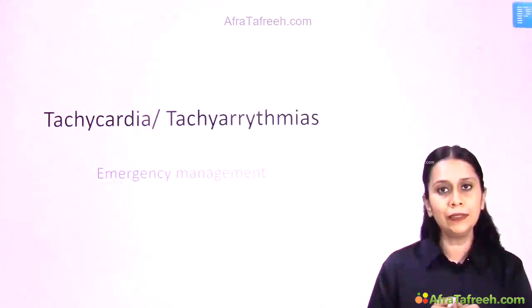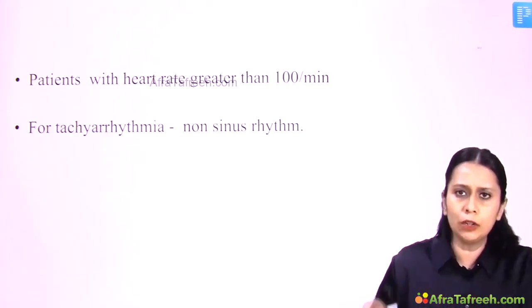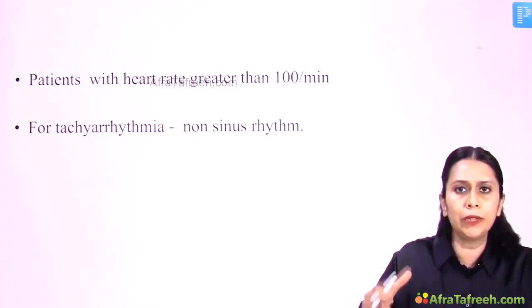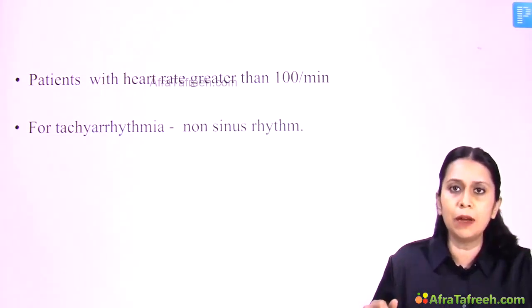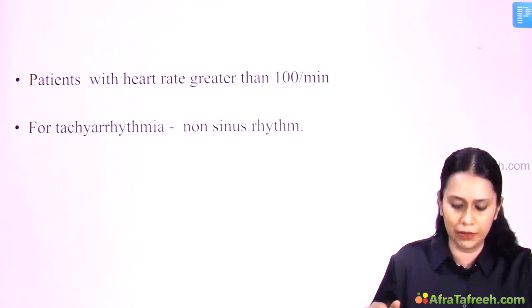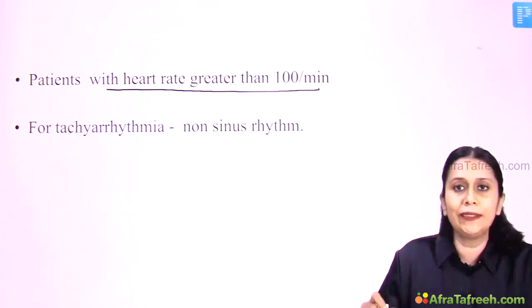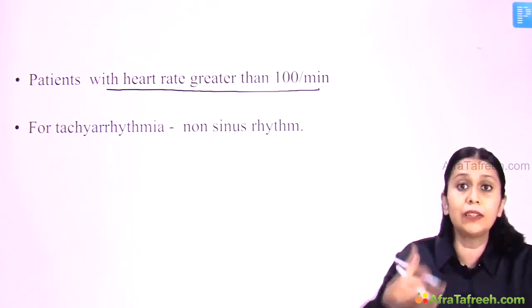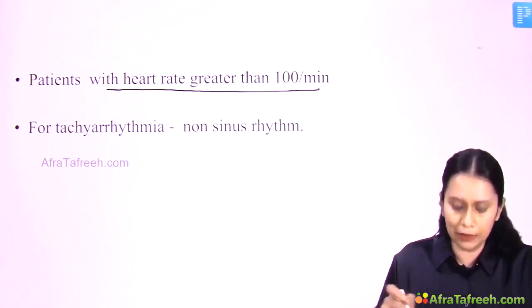Students, in this segment I will discuss with you management of tachycardia and tachyarrhythmias. So how do we define tachycardia? Simple, we know that normal heart rate ranges from 60 to 100 beats per minute, and if it is above 100 beats per minute we call it tachycardia. And if the rhythm of the patient is not following the PQRS pattern, it's a non-sinus rhythm, then we call it tachyarrhythmia.